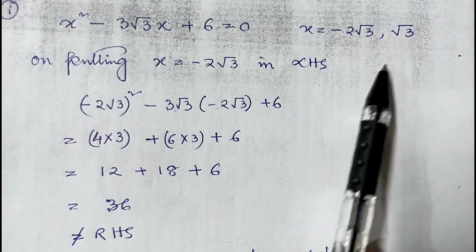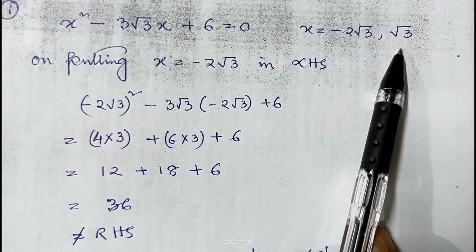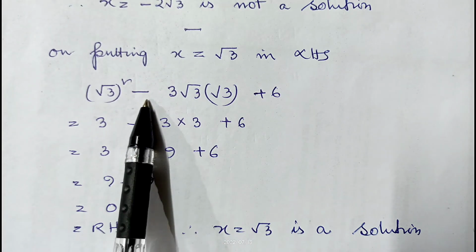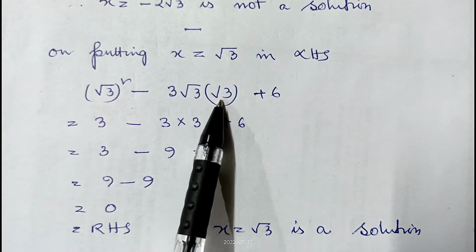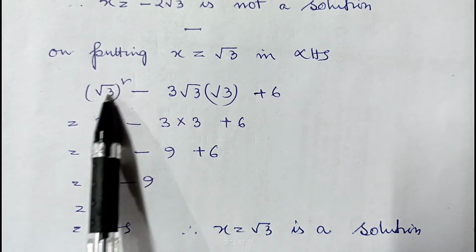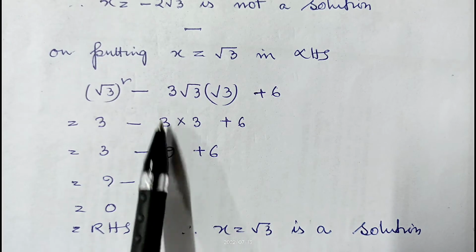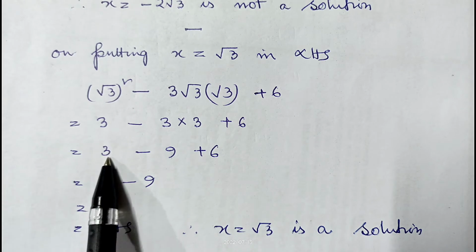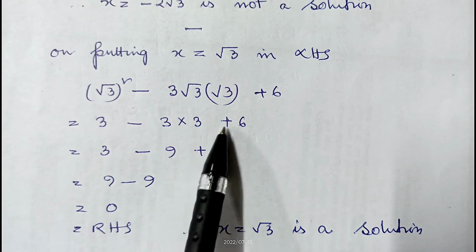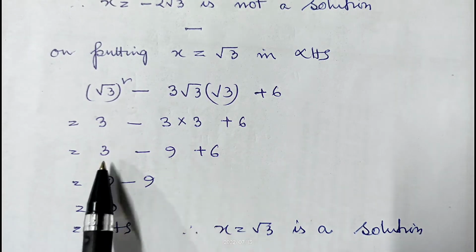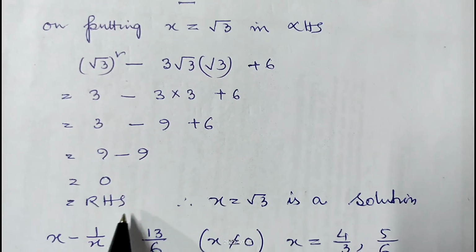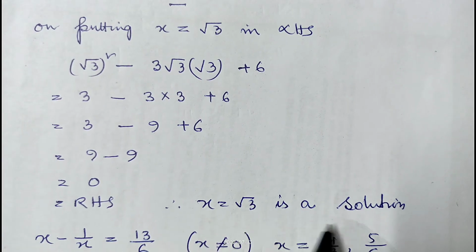Now again we have to check by replacing x by root 3. If we put x equal to root 3 in the left hand side, it will be root 3 square minus 3 root 3 into root 3, because instead of x we are writing root 3, plus 6. Root 3 square will be 3, minus 3 root 3 into root 3 is 3, plus 6. 3 minus 3 is 0, plus 6... 3 minus 9 plus 6, 6 plus 3 is 9, 9 minus 9 it will be 0. Since we got the right hand side, therefore x equal to root 3 is a solution.